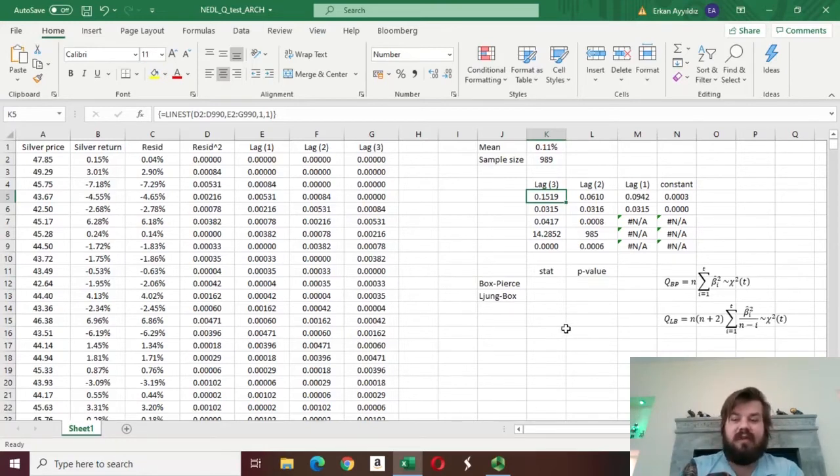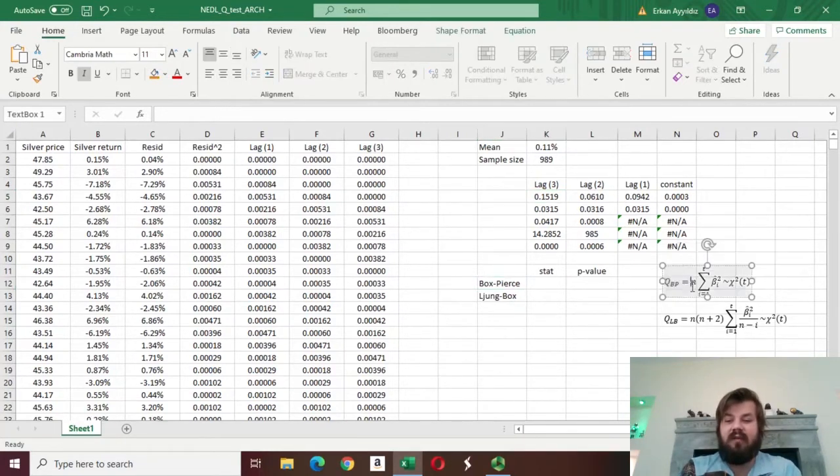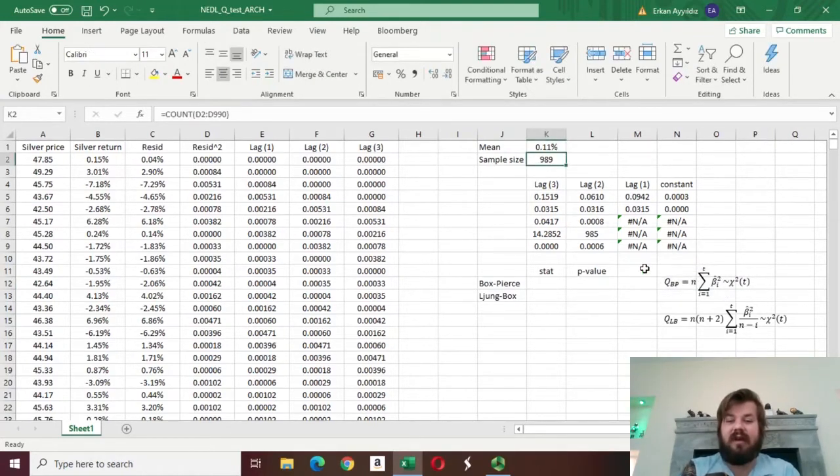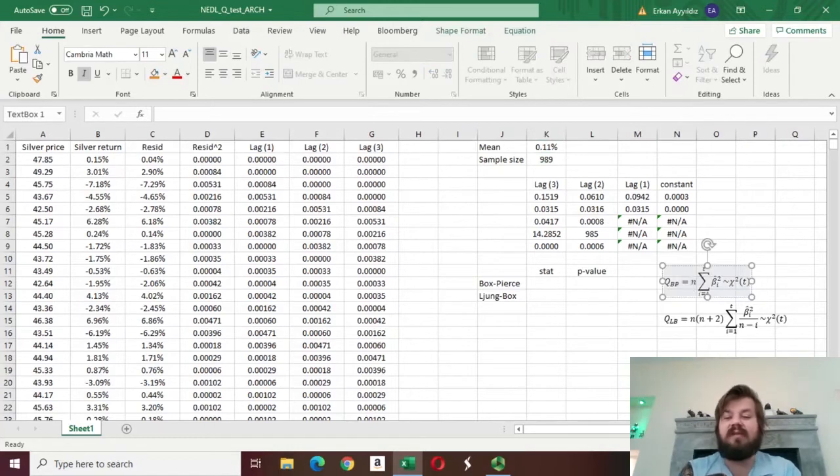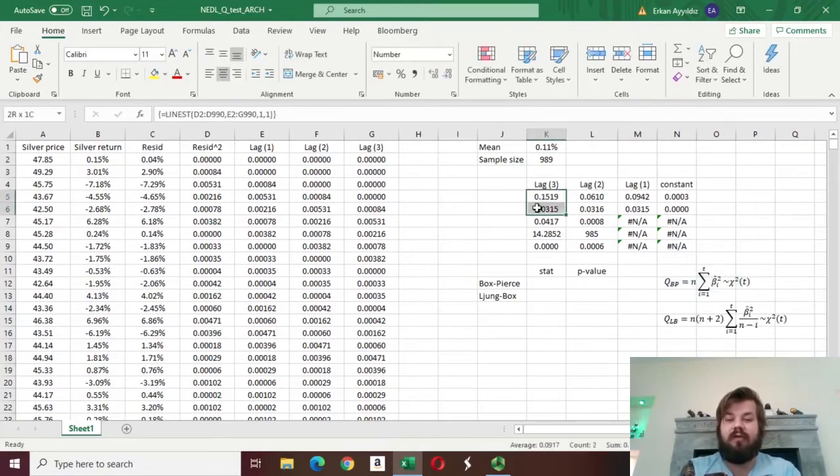Here we can just simply calculate the Box-Pierce and Ljung-Box stats. So let's start with the Box-Pierce stat as the easiest of the two. Here we need just to multiply the number of observations, 989 in our case, by the squared sum of the autoregressive coefficients for volatility across all lags. And this statistic would be distributed according to a chi-squared distribution with the number of degrees of freedom equal to the lag length, in our case, 3.